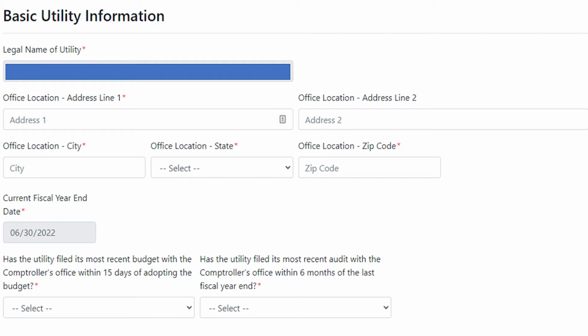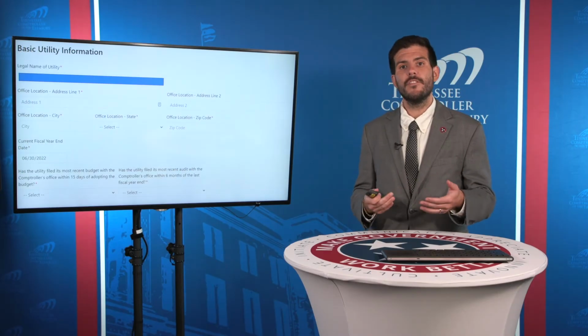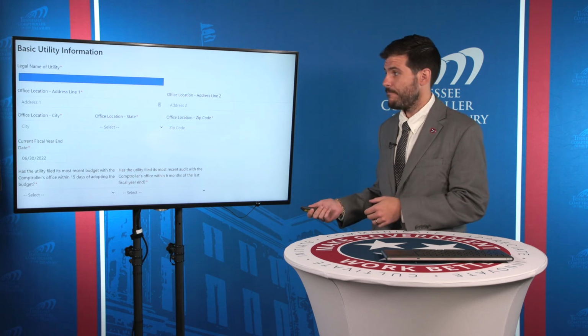The next 2 questions aren't for any regulatory purposes for the Water and Wastewater Financing Board or the Utility Management Review Board. These are merely for data collection points, so please answer them honestly. Has the utility filed its most recent budget with the Comptroller's Office within 15 days of adopting the budget? And has the utility filed its most recent audit with the Comptroller's Office within 6 months of the last fiscal year end? If you don't know the answer to those questions, please feel free to reach out to us and we can try to answer them for you.